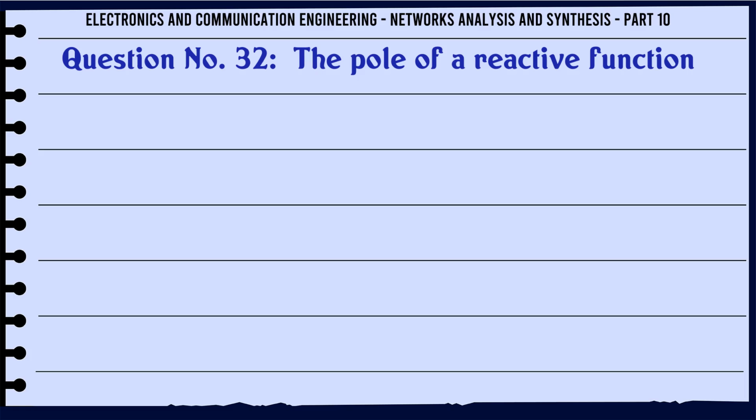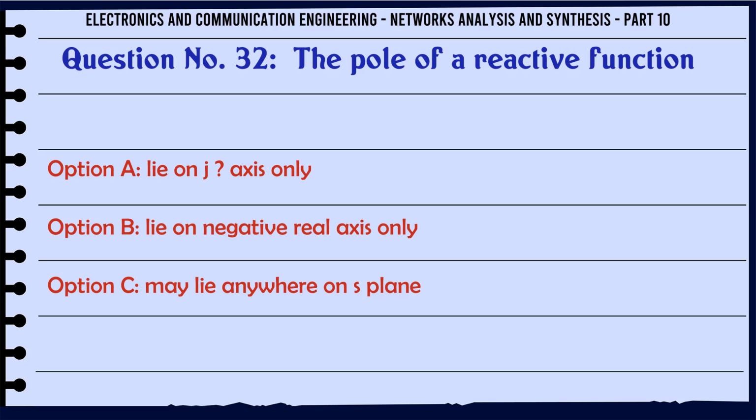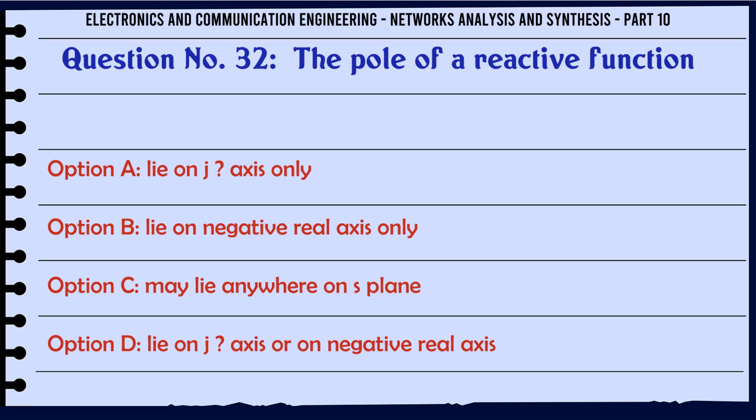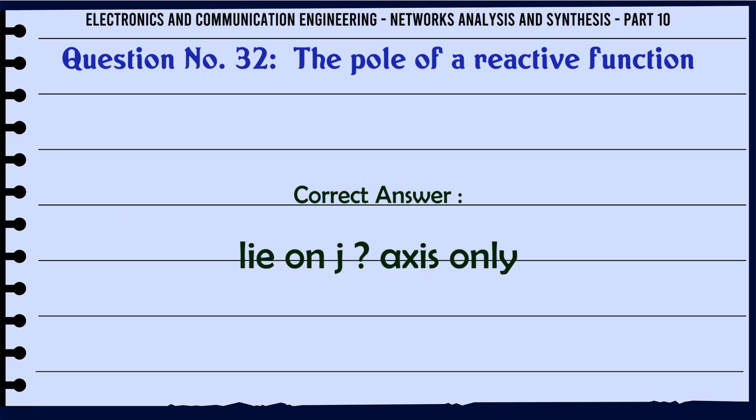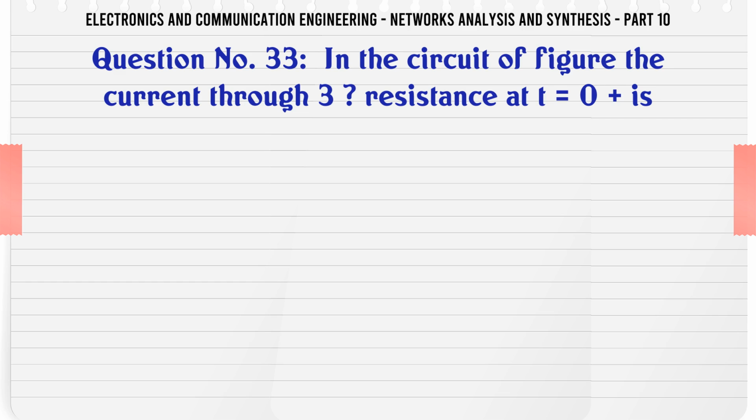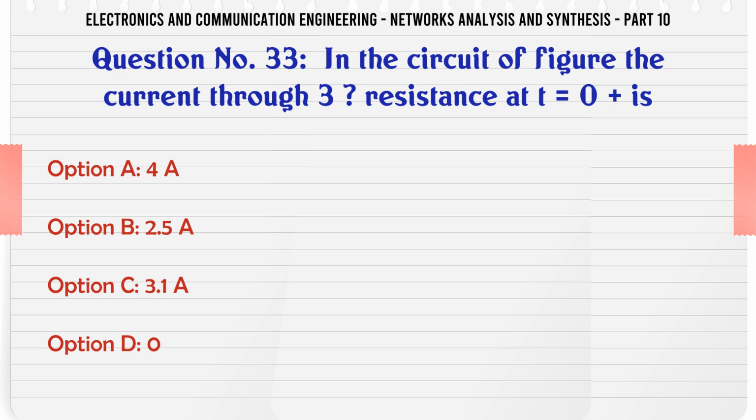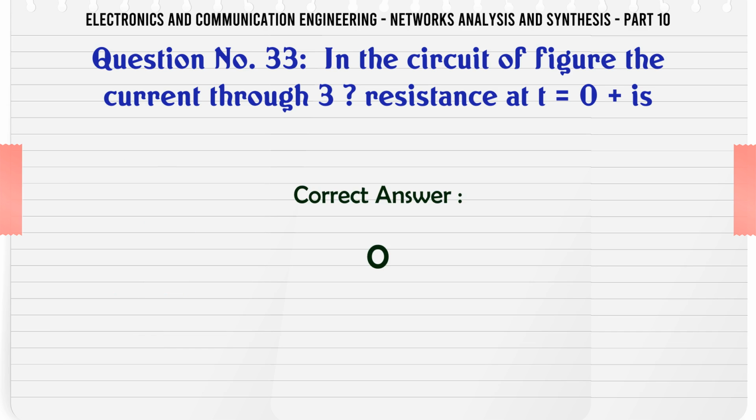The poles of a reactive function: A) lie on the jω-axis only, B) lie on the negative real axis only, C) may lie anywhere on the s-plane, D) lie on the jω-axis or on the negative real axis. The correct answer is lie on the jω-axis only. In the circuit of the figure, the current through the 3 Ω resistance at t = 0 is: A) 4 A, B) 2.5 A, C) 3.1 A, D) 0. The correct answer is 0.